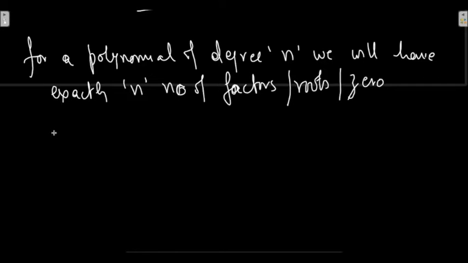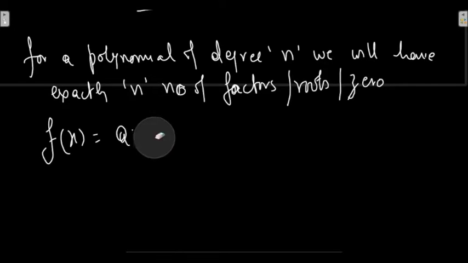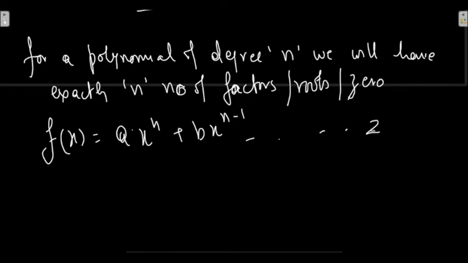but if in case you look, it looks pretty logical also. Say there is a polynomial f of x of degree n. So it may be a x raised to power n plus b x raised to power n minus 1, so on and so forth, until this, say, t, t into x raised to power 0. So this is the general polynomial of degree n.